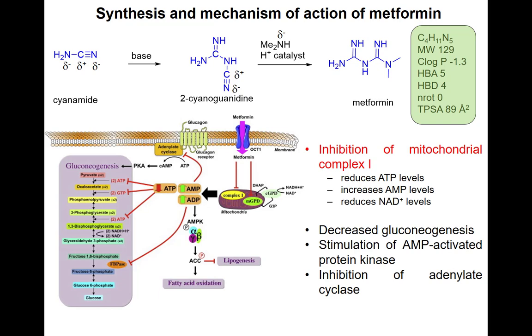And in terms of other physical chemical properties, it has 5 hydrogen bond acceptors, 4 hydrogen bond donors. It doesn't have any rotatable bonds. It has a relatively low surface area. So all these parameters suggest that this is a drug that can be administered orally.